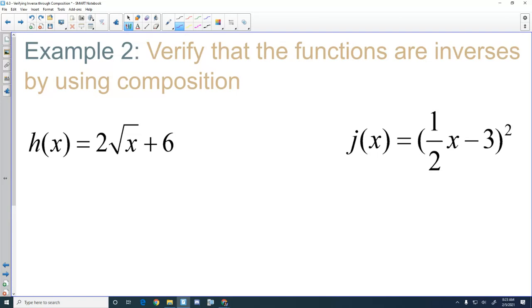All right, so two functions, h of x and j of x. Pretty simple functions. Let's go ahead and verify whether or not these are inverses. It's going to be so much fun.